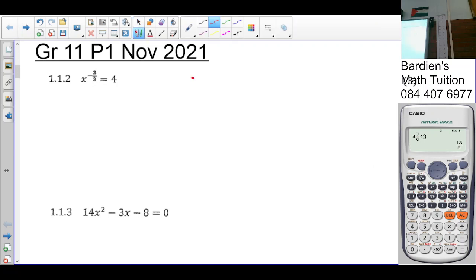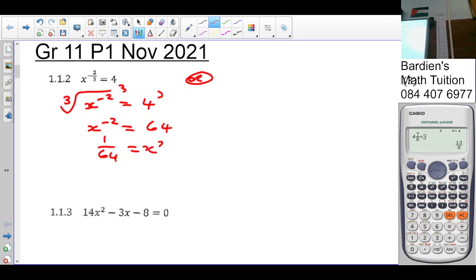One of two ways we can do it. Firstly, this can be written as the cube root of x to the negative 2 equals 4. To get rid of the cube root, I'm going to cube both sides. So you get x to the negative 2 is equal to 64. Now, x to the minus 2 is 1 over x squared, not so? We cross multiply, we get 1 over 64 is equal to x squared.